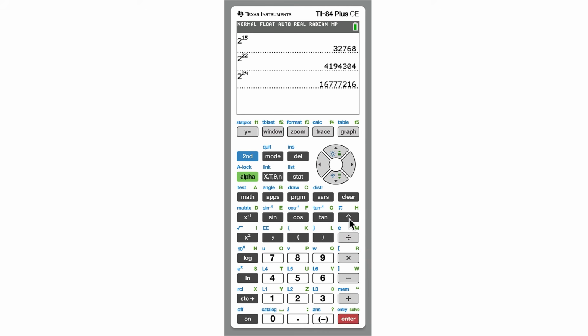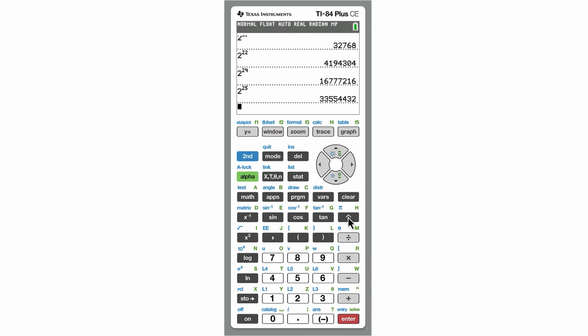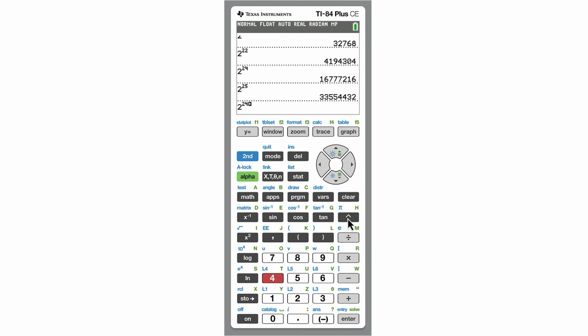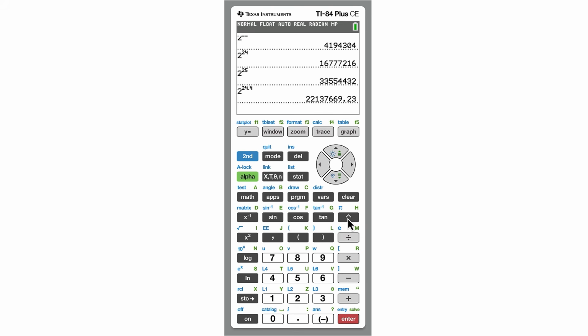That's pretty close. That's 16,777,000. If I did 2 to the 25, that would be too much, right? That's 33 million. We want 20 million. So it's 24 point something, maybe 24.4. That's pretty close to 22 million, maybe a bit less. But you see where I'm going with this.